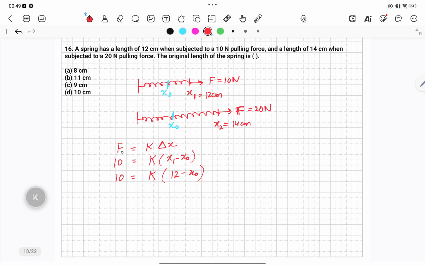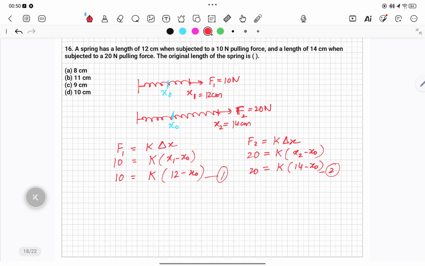And for second force, similarly we can write this equation. So F2 is equal to k times change in length. This will be equal to 20 is equal to k into change in length, which will be x2 minus x naught. So k into x2, that is 14 minus x naught. This is equation 1 and this is equation 2.